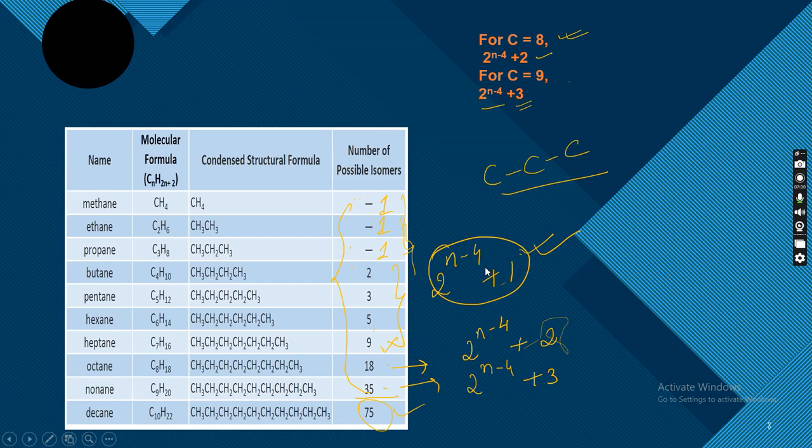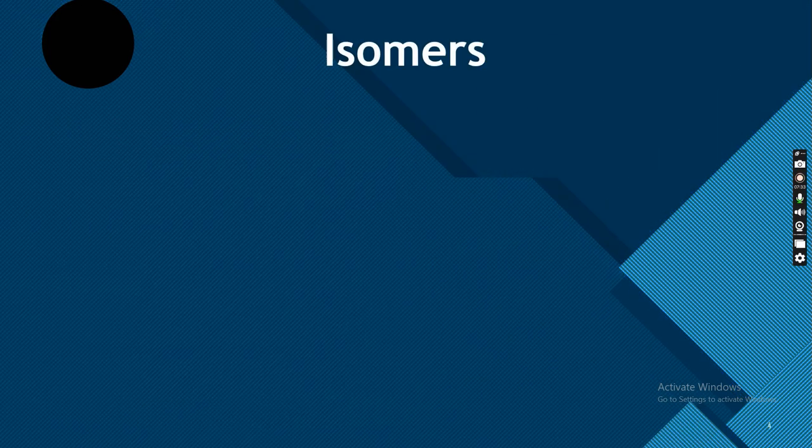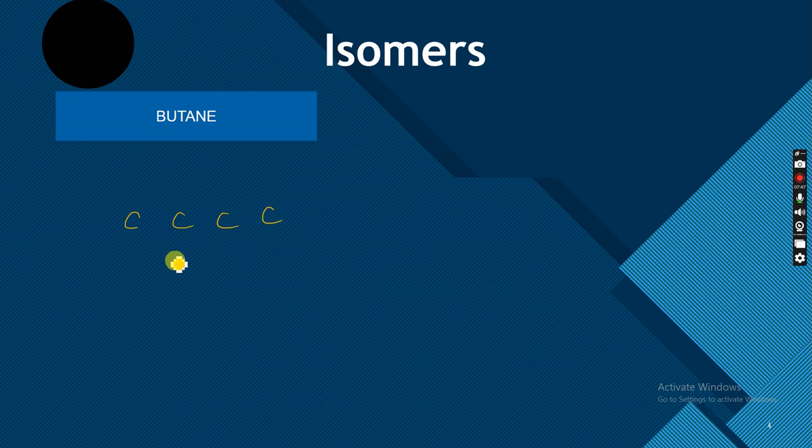So let's do the structure for butane. Butane means 4 carbon atoms. Let's draw the basic one, 1 2 3 4. This is a straight chain structure. You draw the basic structure of butane. This is a 4 carbon alkane, so single bonds, and on the remaining bonds you put hydrogens. So this is one isomer of butane.